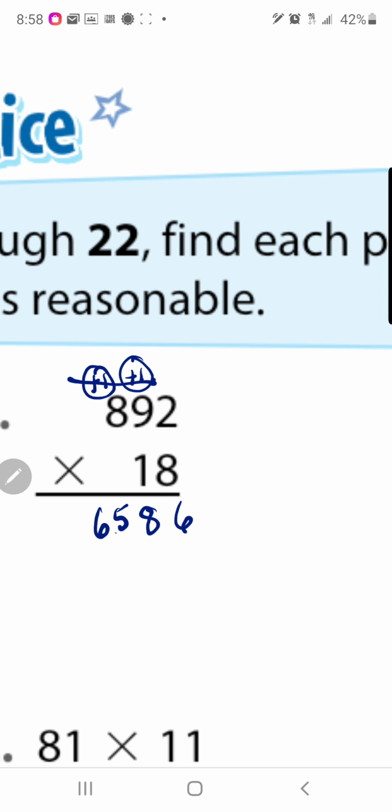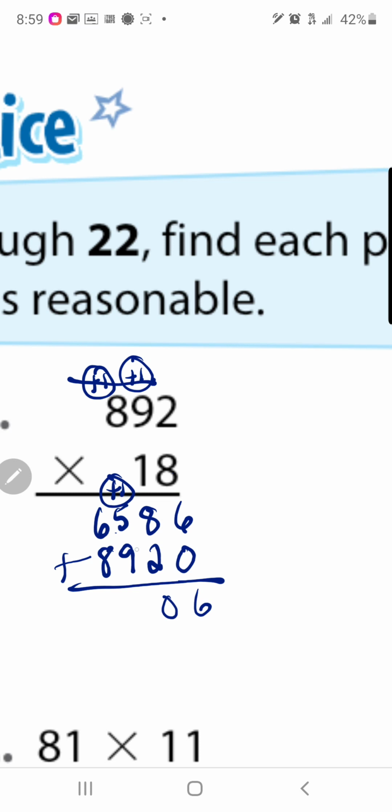Let's get rid of those regrouped numbers at the top. And then, of course, hopefully, you already know that you put a 0 in the ones place. And anything times 1 is the same number. So I'm just going to put it down. It's 2, 9, and 8. Add your two partial products. 6 plus nothing is 6. 8 plus 2 is 10. Carry the 1. 5 plus 9 is 14. Plus 1 more is 15. Carry the 1. 6 plus 8 is 14. Plus 1 more is 15. So there's your product. 15,506.